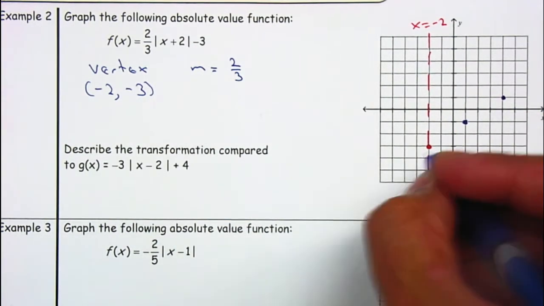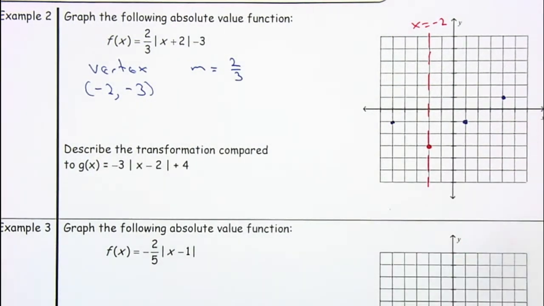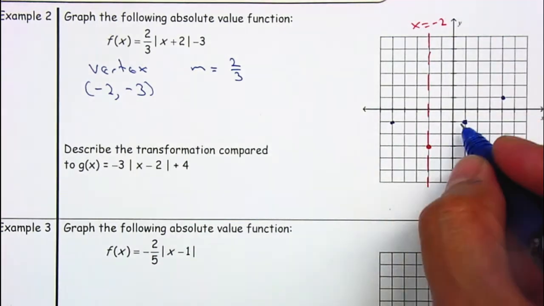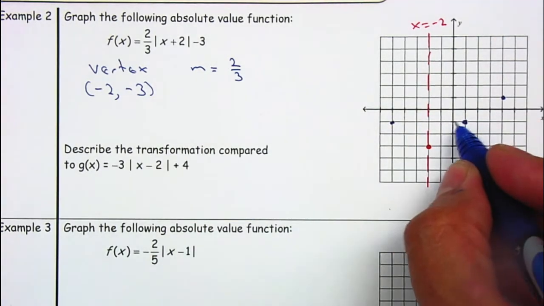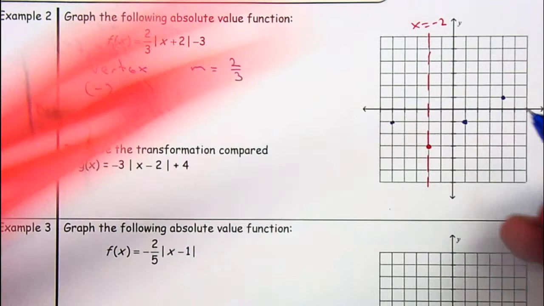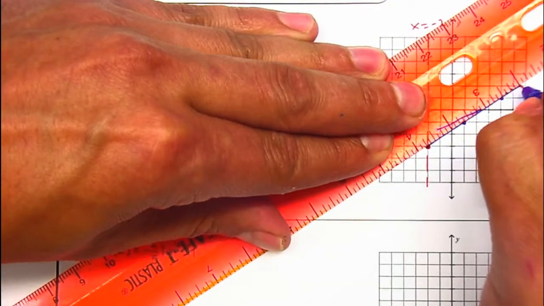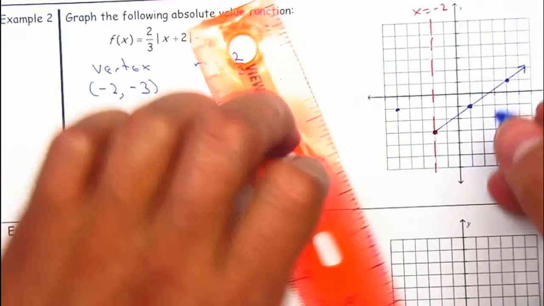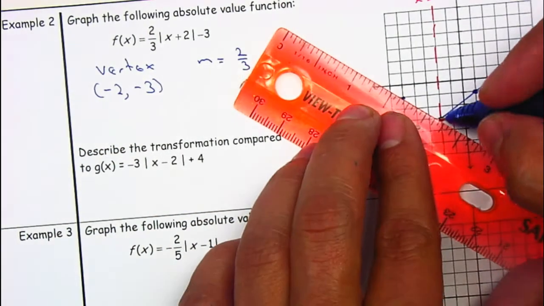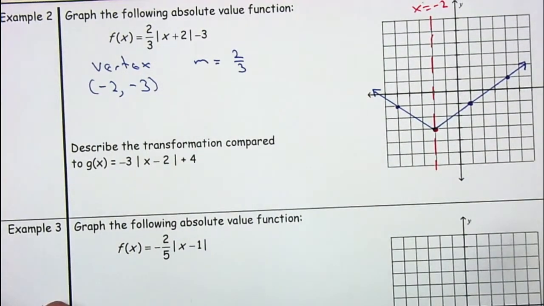I'm going to go on to the other side. I'm going to use my line of symmetry to be able to find my other point. This point is 1, 2, 3 units away from that line of symmetry. I'm going to go 1, 2, 3 to the other side. I'm going to connect my points. And we have our graph.